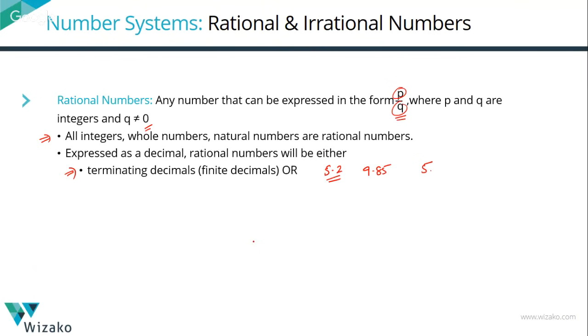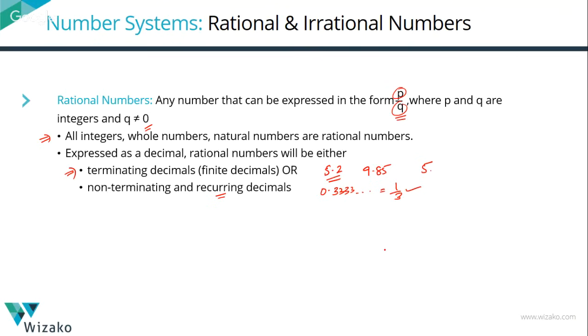What if they are not terminating? They could also be non-terminating, but if they are non-terminating, they'll have this condition attached to it: they'll be recurring decimals. So non-terminating recurring decimals, how do they look? Something like 0.3333, which goes on to infinity. What is the value of this? This is equal to 1 by 3. Is it a fraction? Yes. Therefore, this is a rational number.